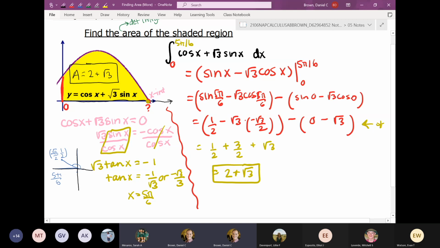You're welcome. Any other? I have 2 questions, Mr. Brown. Yes. Will you always set it equal to 0? Short answer, no. Longer answer, yes, if what you're trying to find is an x-intercept, which for us, most of the time, that's what we're going to be doing.